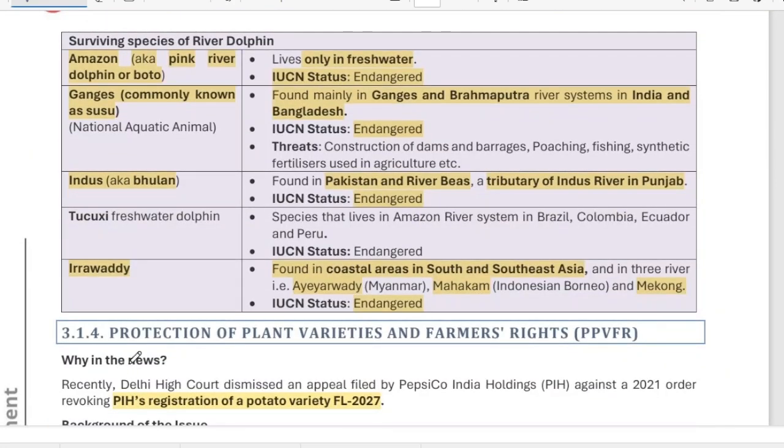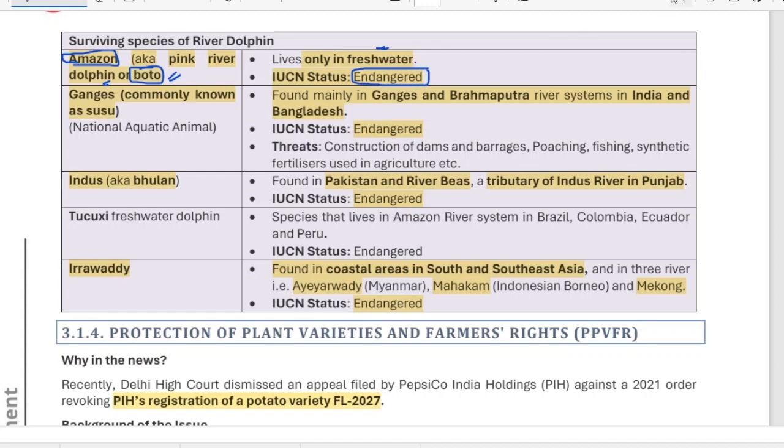Now, what are the species of dolphin? Dolphins have many species. In the Amazon, the dolphin is called boto in their local language. They are freshwater dolphins and they are endangered. They are in the endangered category.